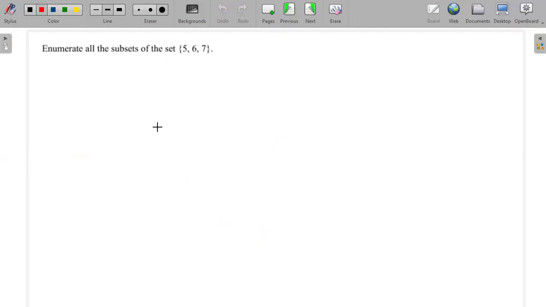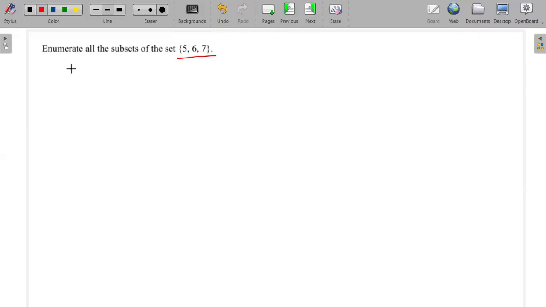So the next part is telling us to enumerate all the subsets of the set there. So that set contains the numbers 5, 6, and 7. So they want us to enumerate all the subsets. So first of all, we can find the cardinality of the power set. So to enumerate all the subsets, in short, it's to find the power set.